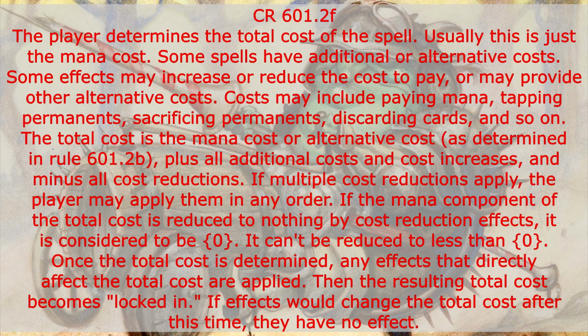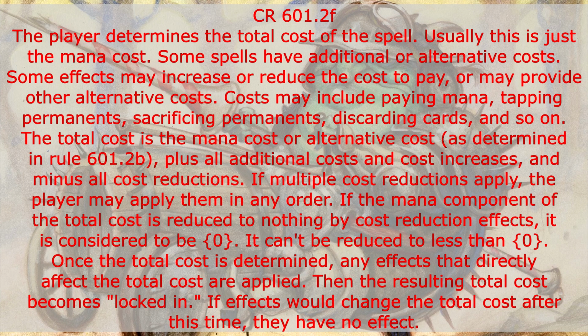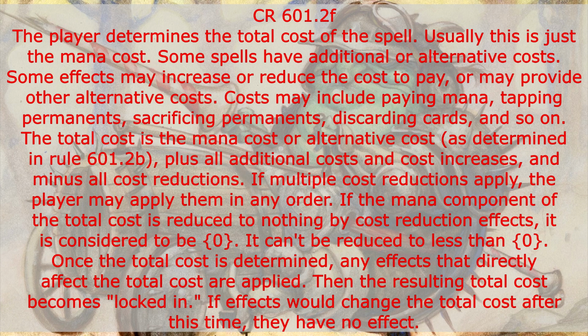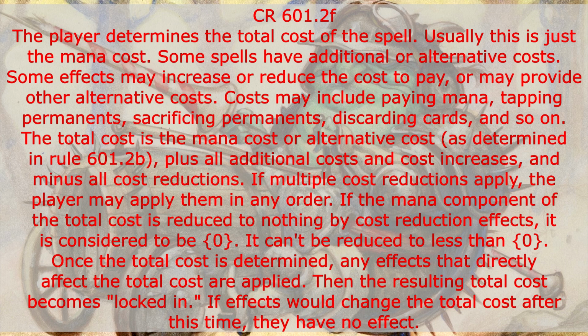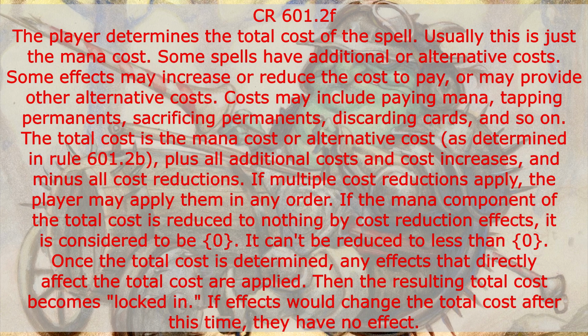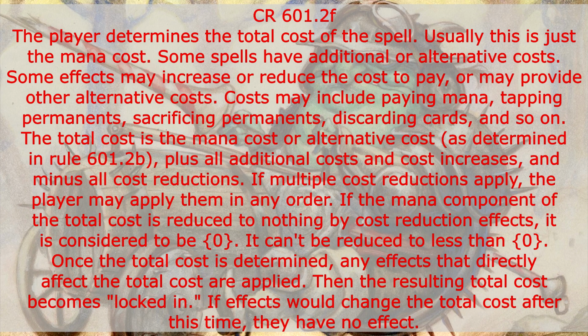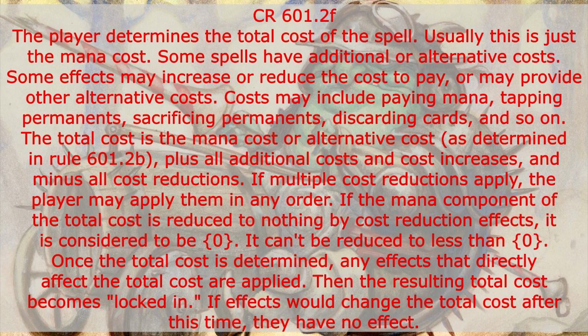The player determines the total cost of the spell. Usually this is just the mana cost. Some spells have additional or alternative costs. Some effects may increase or reduce the cost to pay, or may provide other alternative costs. Costs may include paying mana, tapping permanents, sacrificing permanents, discarding cards, and so on. The total cost is the mana cost or alternative cost, as determined in Rule 601.2b, plus all additional costs and cost increases, and minus all cost reductions.